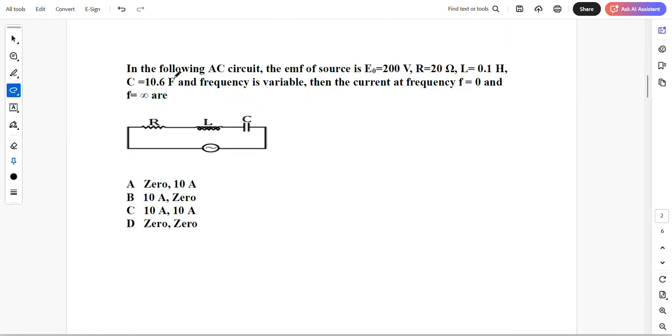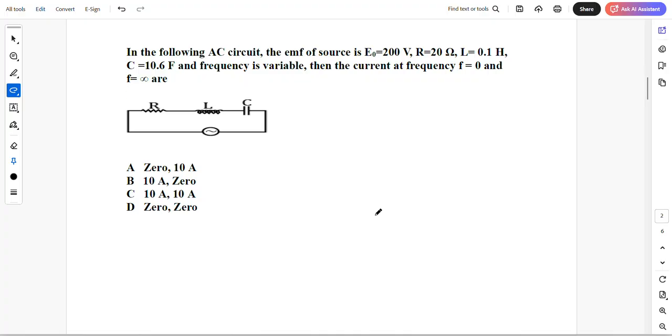Next, let us see this sum. In the following AC circuit, the EMF of the source E0 is given as 200, R is 20, L is 0.1 Henry, C is given, and the frequency is variable. Then find the current at frequency F equal to 0 and F equal to infinity. In general, we write I is equal to V by Z. This is not at resonance, as they have given.